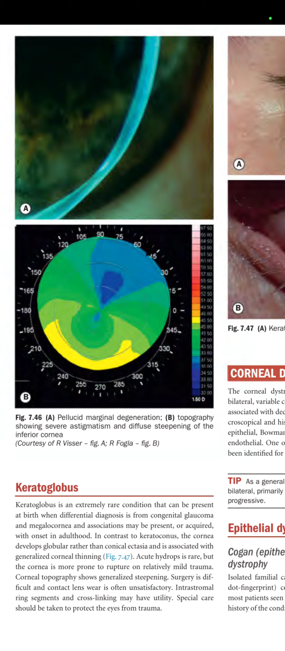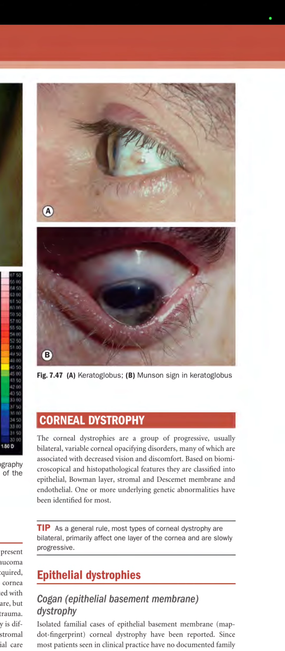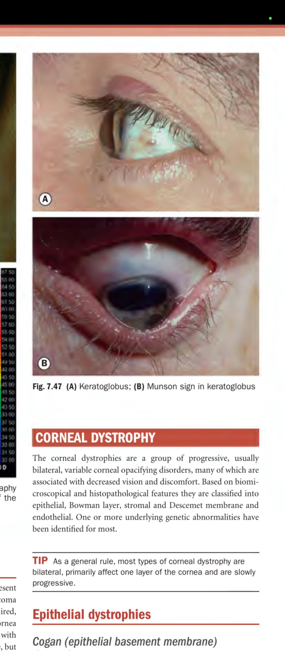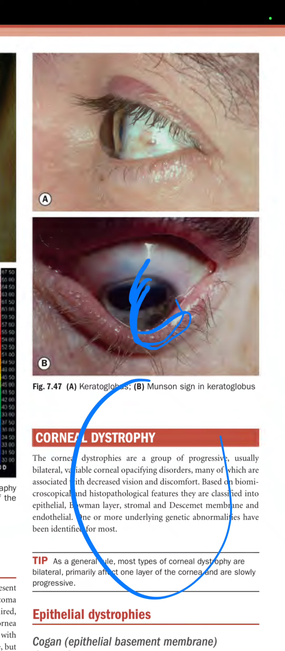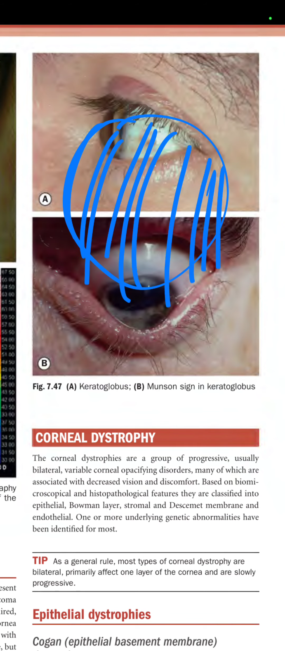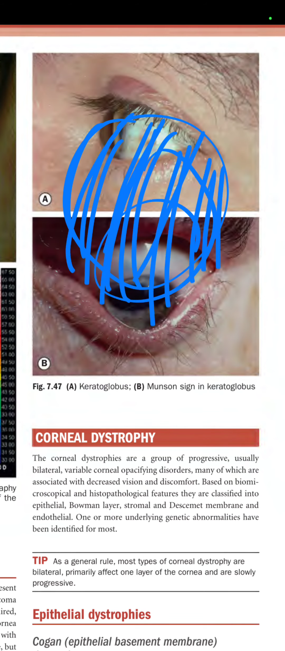Surgery is difficult and contact lens wear is often unsatisfactory. Intrastromal ring segment and corneal cross-linking may have utility. Special care should be taken to protect the eye from trauma. So you can see that A is showing a keratoglobus, B is showing the Munson sign. In the keratoglobus, you can see the whole of the cornea is being protruded, and on a corneal topography you will see a diffuse corneal thinning and diffuse corneal steepening of the whole cornea.